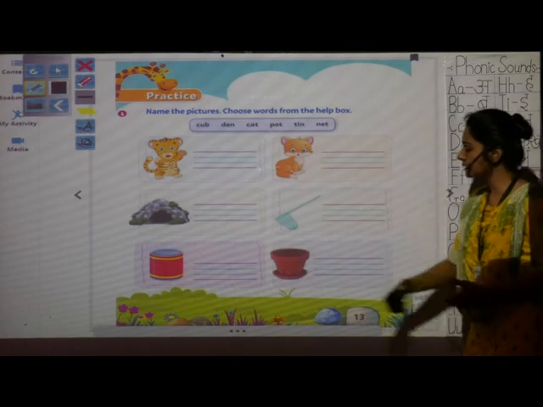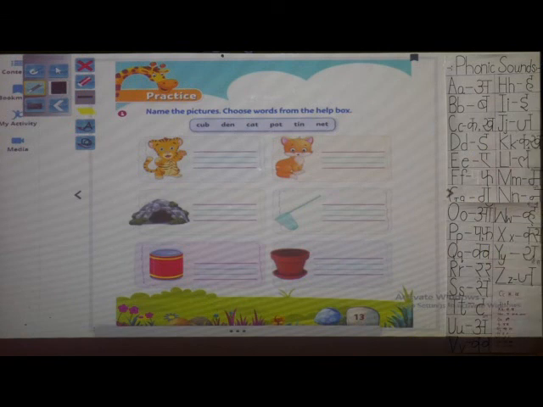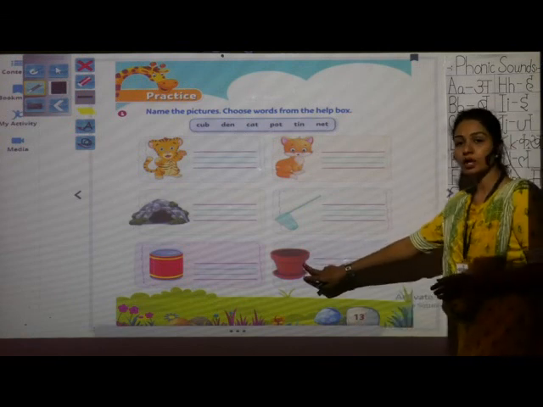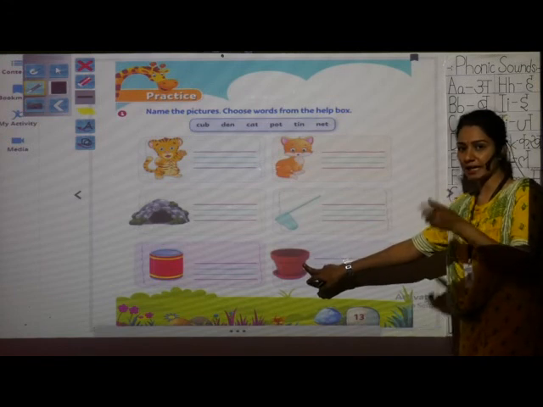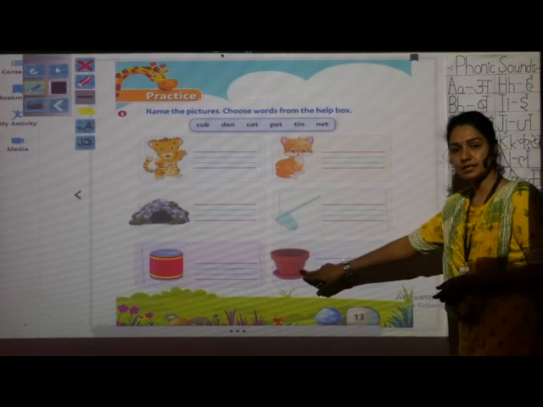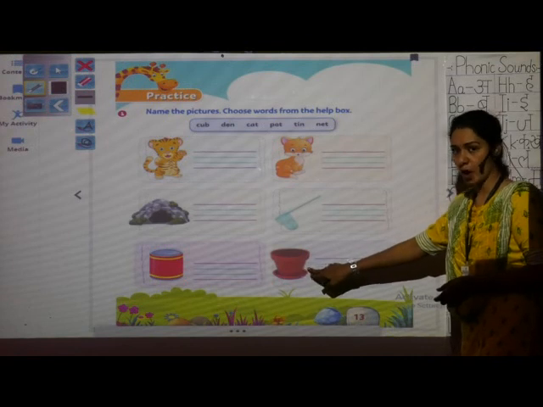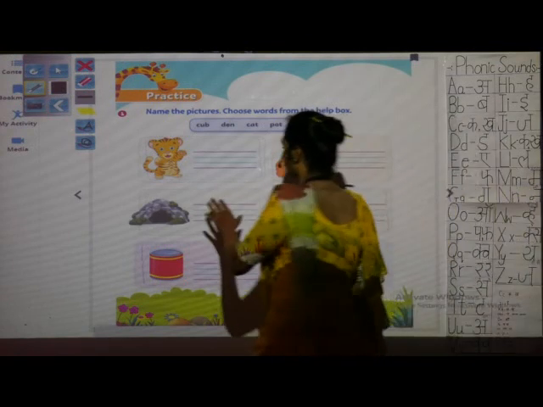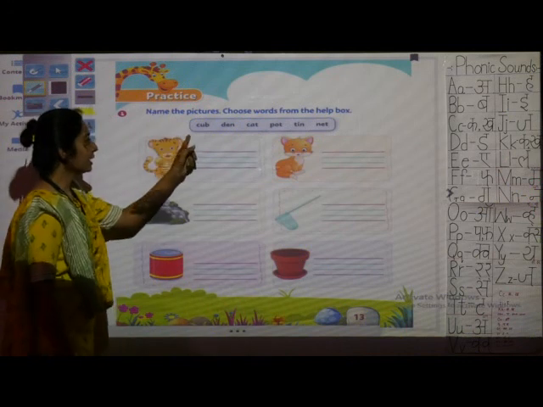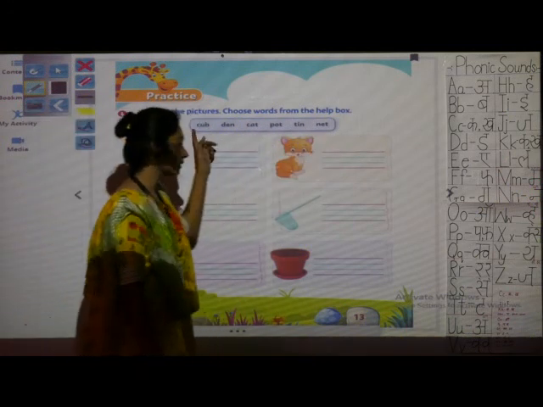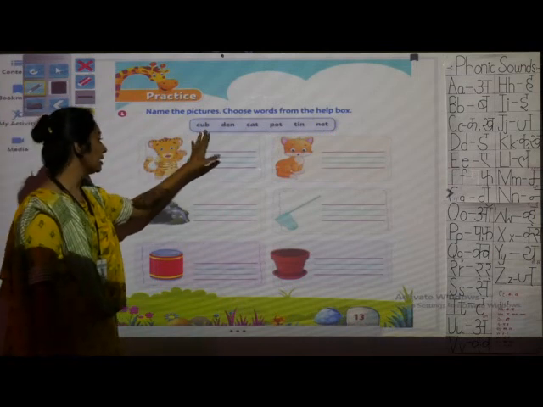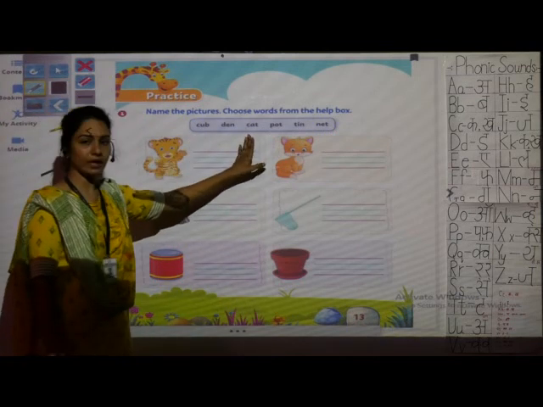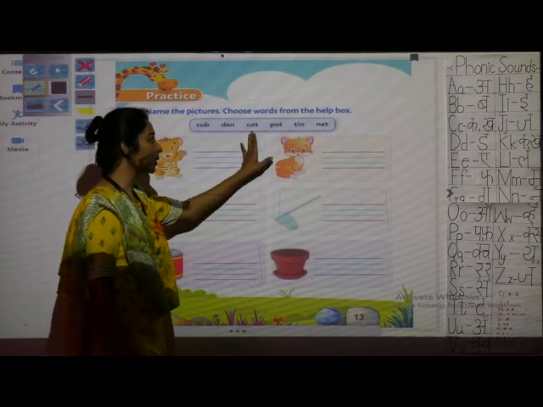Next, what is this? Which picture is this? हम लोग क्या लगाते हैं इसमें? Plant करते हैं ना, इसमें plant लगाते हैं ना. So which picture is this? Pot. Yes. So children, if you will see, here one box is there. Right? In this box there are the words. Okay, इस box में कुछ words है.